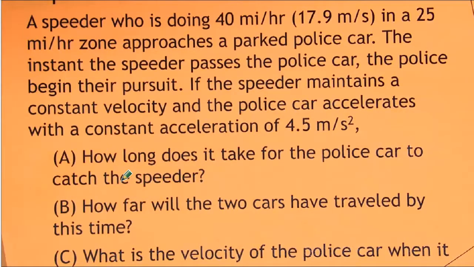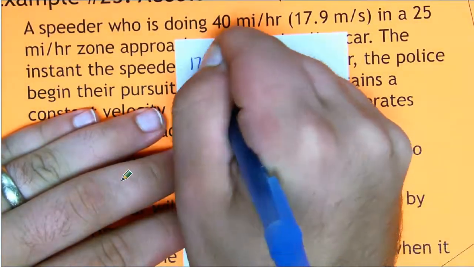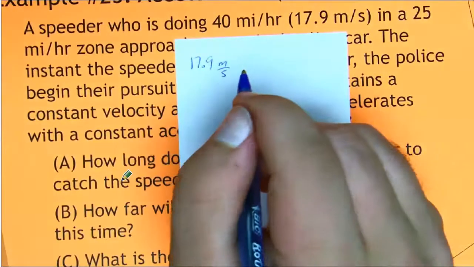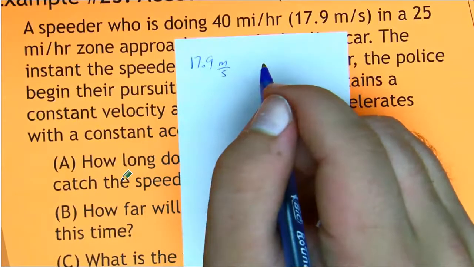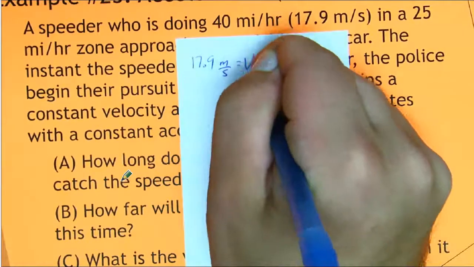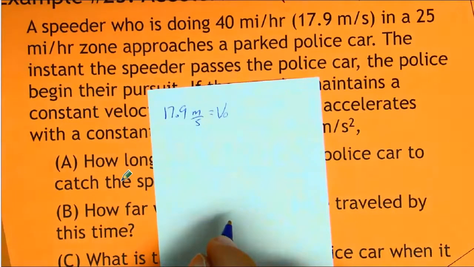All right, now we have the home run question. This is a toughie. A speeder who's doing 40 miles per hour, but what I'm more focused on is 17.9 meters per second. Okay, so that was the initial velocity. In a 25 mile per hour zone, approaches a parked police car.